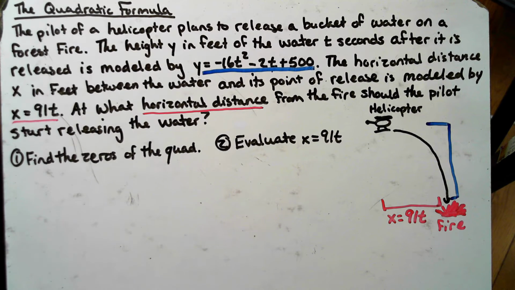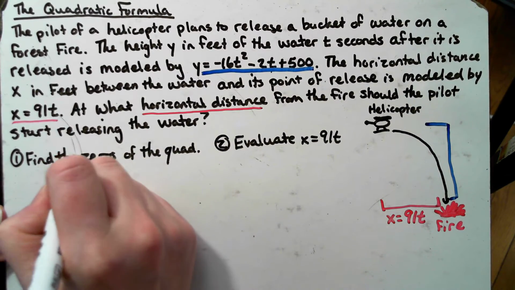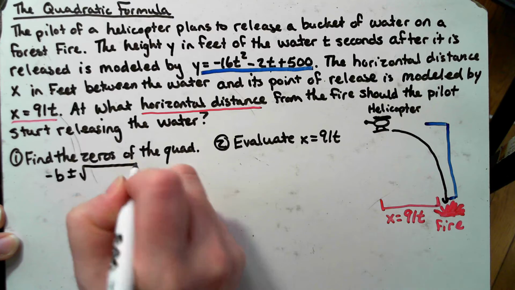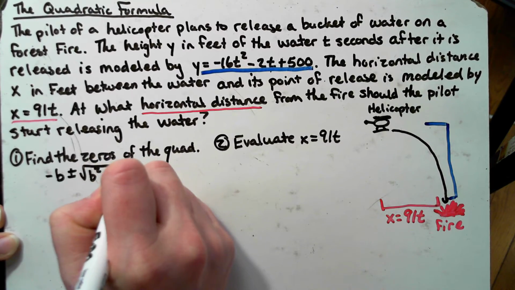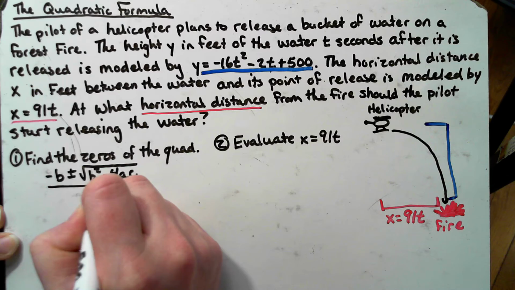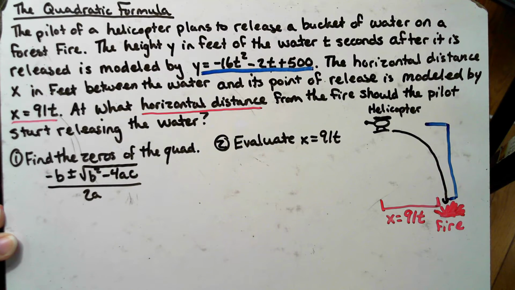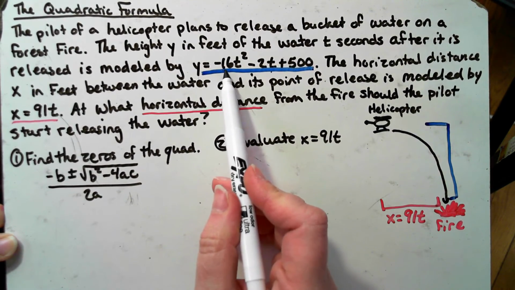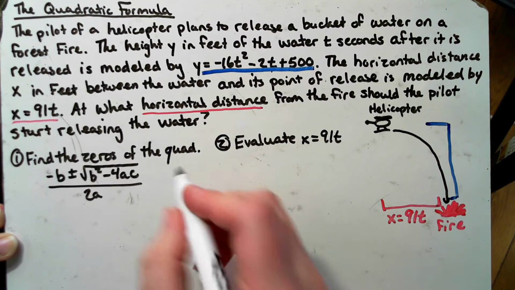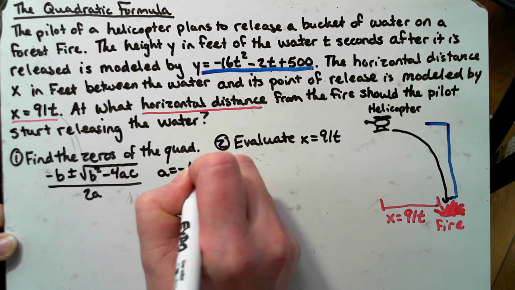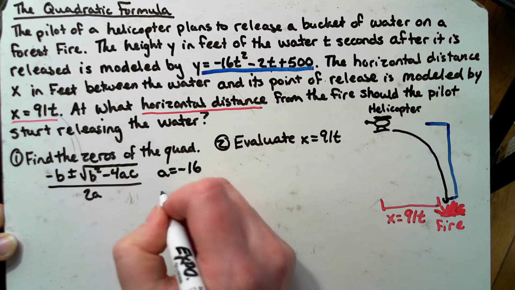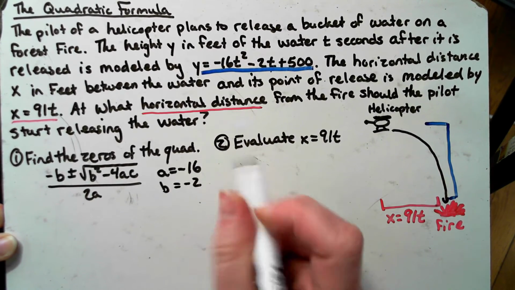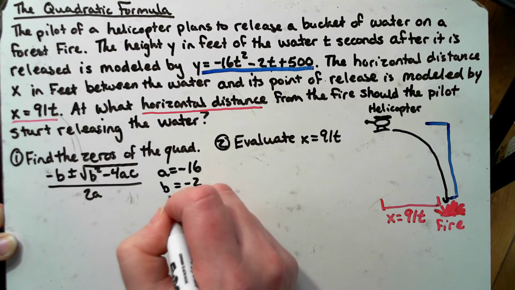That's our plan. So I'm going to start off by using the quadratic formula to find the zeros of the quadratic. Now, you may recall the quadratic formula is negative b plus or minus the square root of b squared minus 4ac all over 2a. So I need to identify a, b, and c from my quadratic. A is negative 16 because that's what's attached to the t squared. B is negative 2. And c is 500.